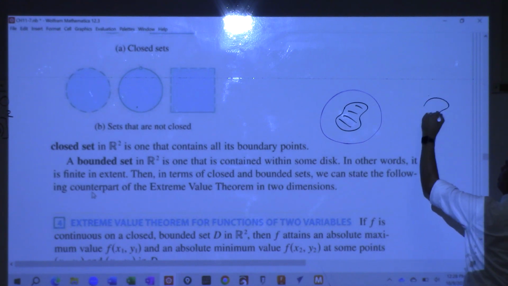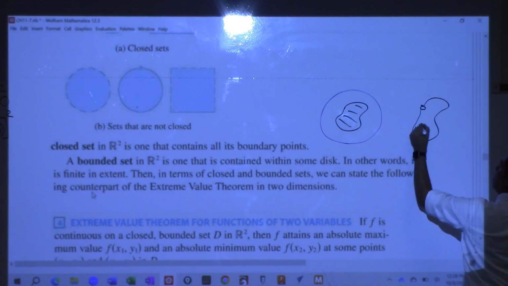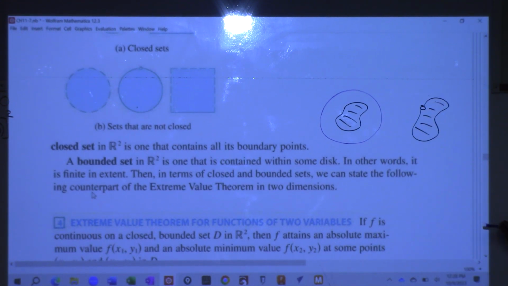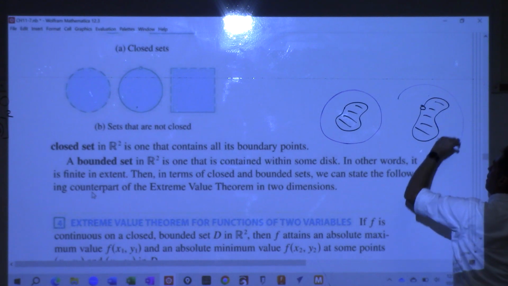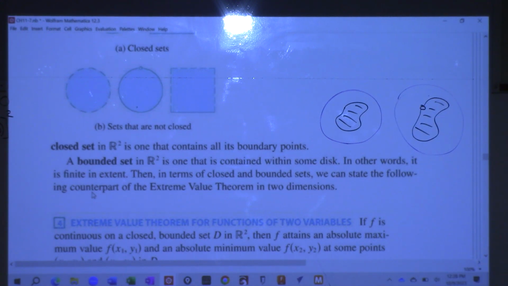Okay, is this closed? No, that's not closed. Is it bounded? Yes, because you can draw a circle and contain everything in it, right?